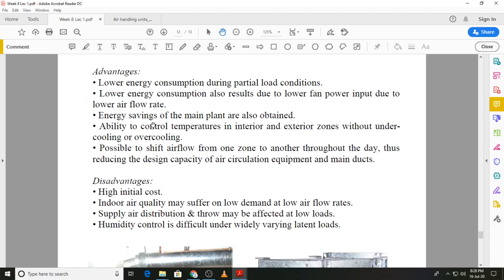Similarly, when we have low loads, because the volume flow rate of air is low, the distribution of the air in the conditioned space may not be carried out in the manner that is desired. And humidity control under widely varying latent loads is difficult, although not impossible, but it becomes difficult if the variation is too large.